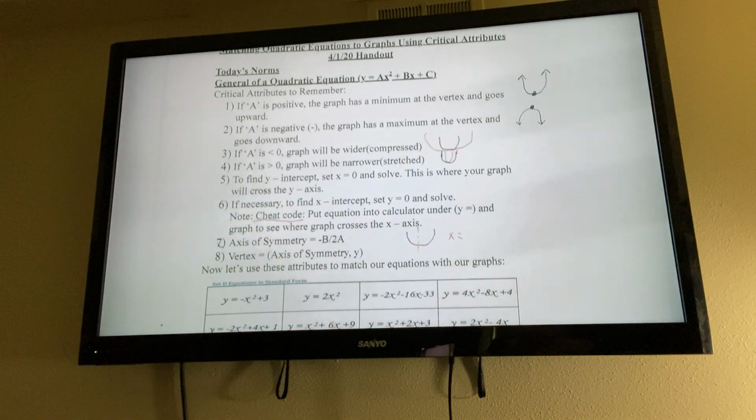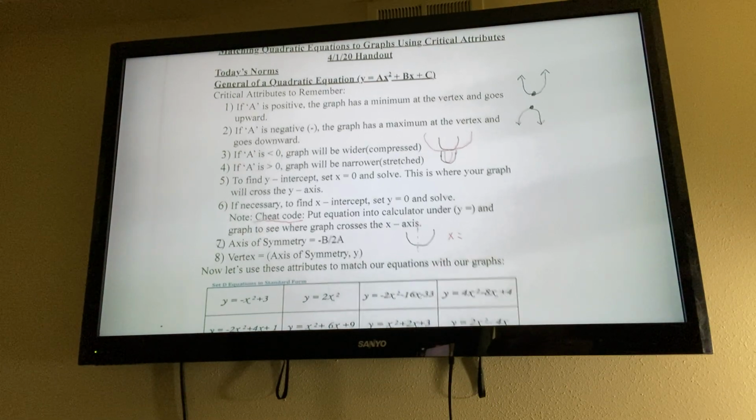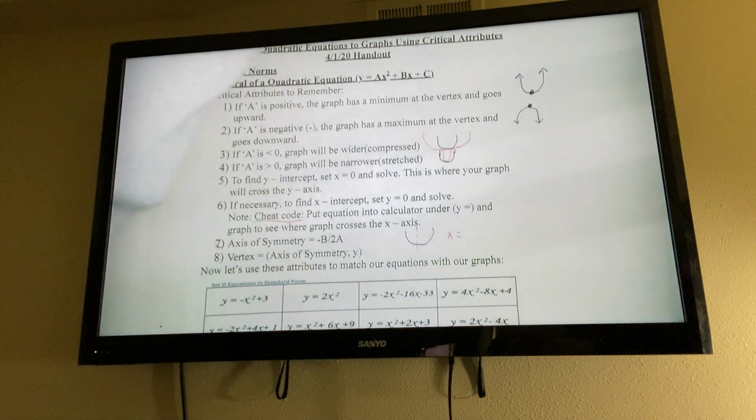Our lesson today says, let's use these attributes to match our equations with our graphs. Before we even look at our graphs, I'm going to show you how to get a rough sketch, so it won't be hard to find our graphs in our options. Let's look into number 1.